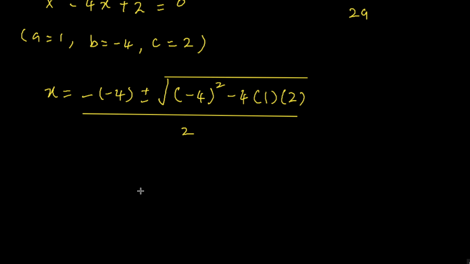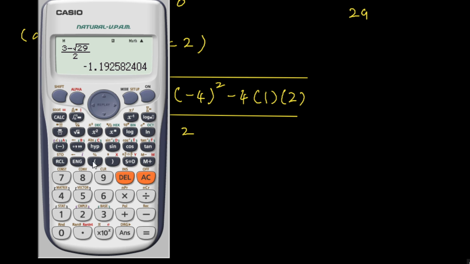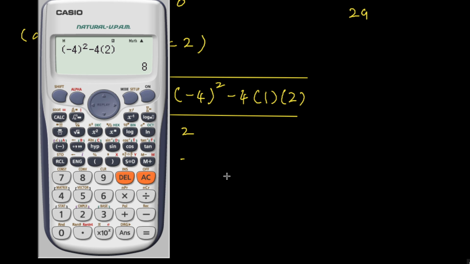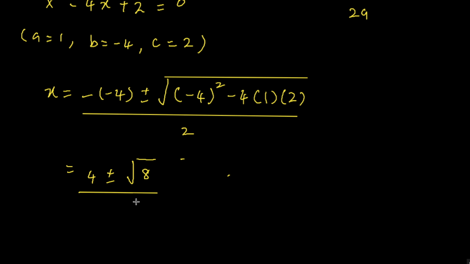So let's get the value under the root here. That is negative 4 squared. I will just type negative 4 squared, and then minus 4 times 1, we don't need to write, just times 2. So we will get 8. So that will give you negative negative 4, which is positive 4, plus minus the square root of the value just now, 8, and then over 2.